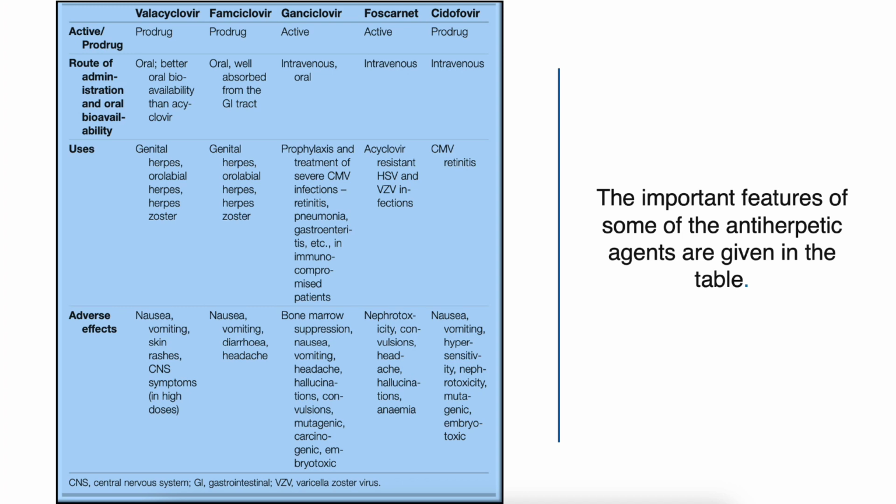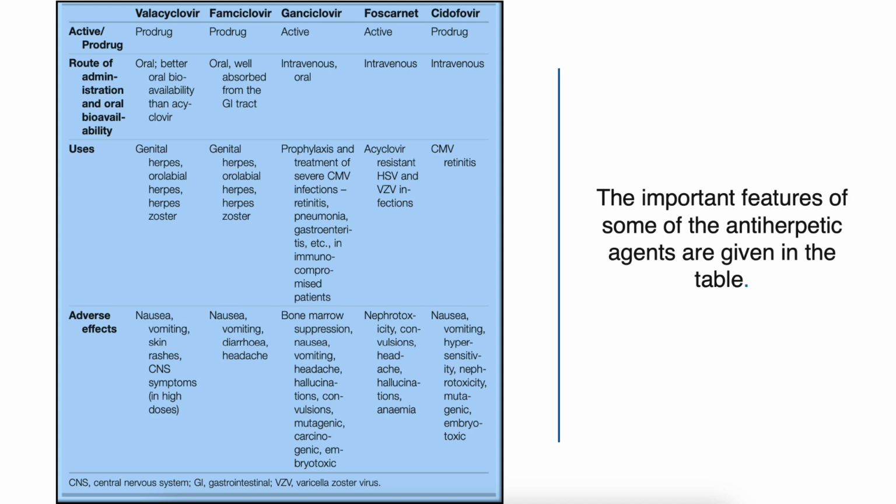Valacyclovir and famciclovir are used in genital herpes, orolabial herpes and herpes zoster. Ganciclovir is used in the prophylaxis and treatment of severe cytomegalovirus infections, that is retinitis, pneumonia, gastroenteritis, etc. in immunocompromised patients. Foscarnet is used in acyclovir-resistant herpes simplex virus and VZV infections. Cidofovir is used in cytomegalovirus retinitis.